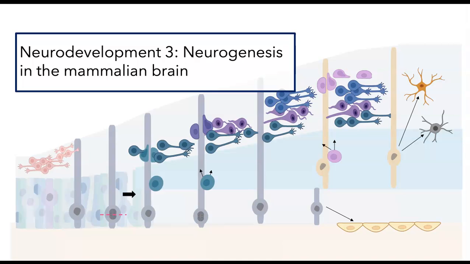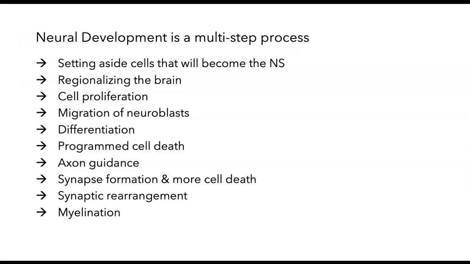In this video, we're going to look at one of the most important steps in neurodevelopment, generating all of the glial and nerve cells that will make up the mammalian brain. Let me remind you that neurodevelopment is a multi-step process. Prior to the events that I'll be talking about in this video, the body would have already set aside the cells that will become the nervous system and set up the chemical cues that will regionalize the brain.